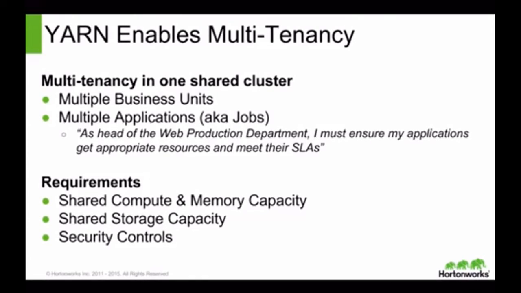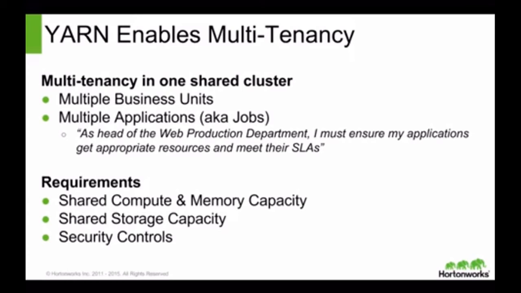If you do it from the user story perspective, you would say, as head of the web production department, I must ensure my applications get appropriate resources and meet their SLAs. Meanwhile, you might have another department that wants the same, but it can have slower response times. The front-end website, though, can't go down. That needs a really high SLA. Or potentially, that department's paying for 60% of the cluster, so they get 60% of the cluster, and you allocate that to them. Now for this, we need a few things.